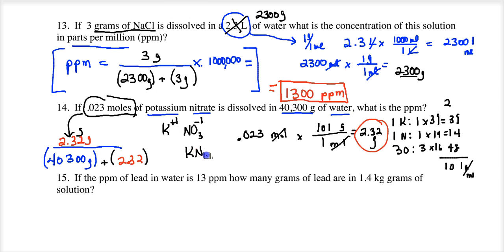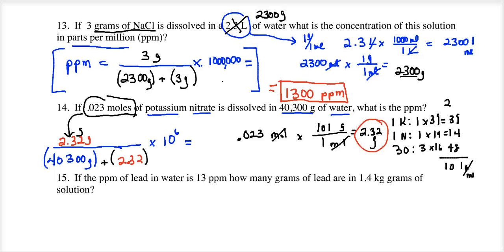Let's clean this up. So mass of my solute over the mass of the entire solution, which includes the solvent plus the thing you're dissolving, times 10 to the 6, or a million, whatever you like. It's the same value, 3 zeros. So 2.32 divided by the parentheses, 4,300 plus 2.32, and you probably could have done that.